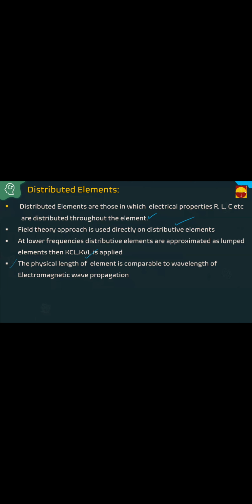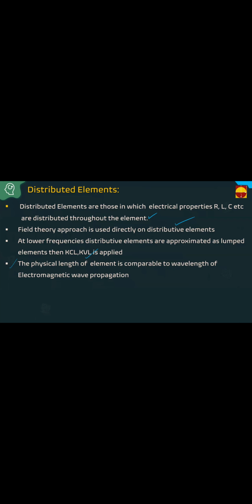A line greater than 160 km is treated as a long transmission line. The length of the transmission line and the wavelength are both in kilometers. That is comparable. Both are not exactly equal, but they are comparable. That's why it is distributed.